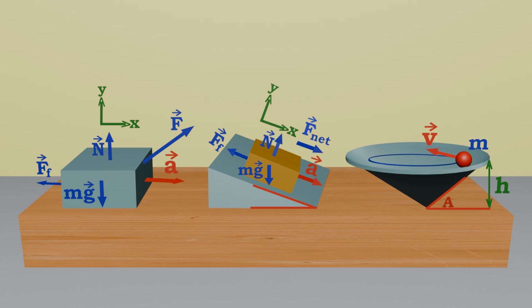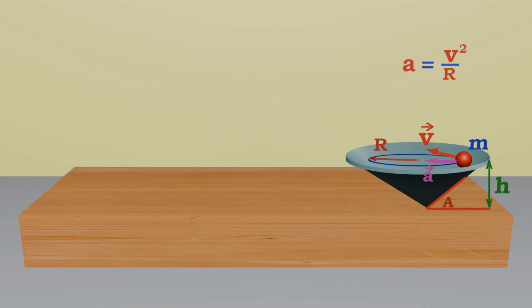But the key point here is that when an object moves uniformly in a circle, its acceleration is directed toward the center of that circle. We also know that the magnitude of this acceleration is given by the formula a equals v squared divided by r, where r is the radius of the circle along which the ball moves. Now let's see how the optimal choice of coordinate axes can help us solve this problem.